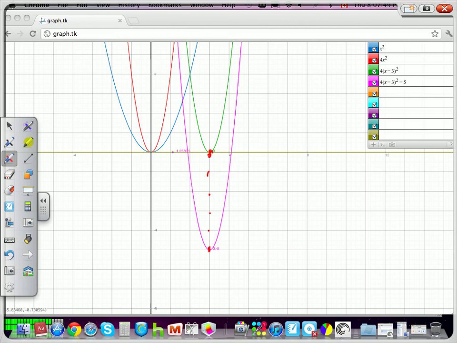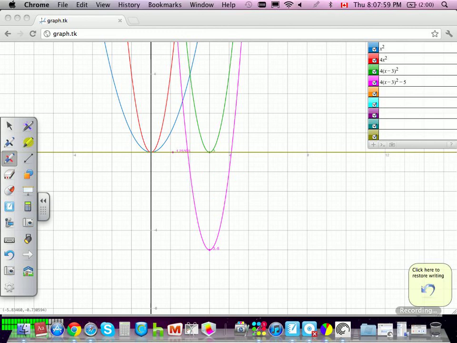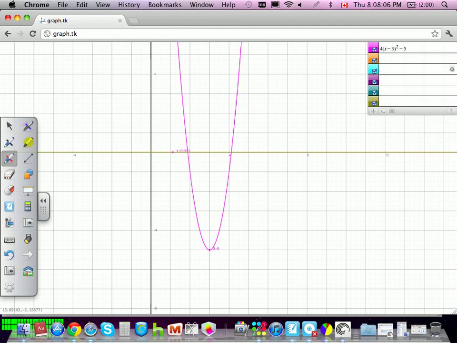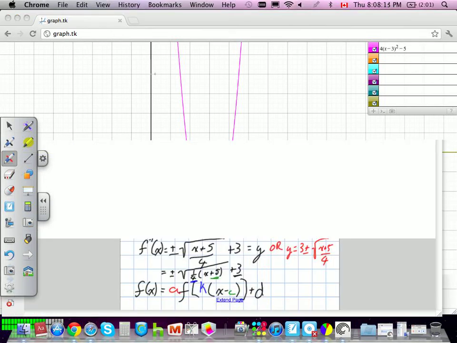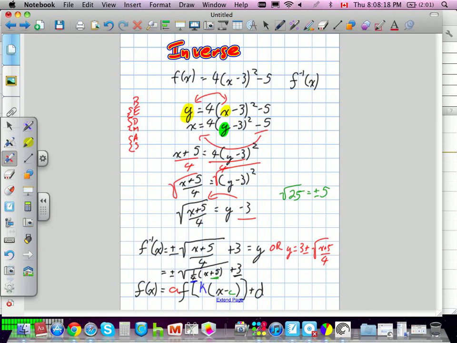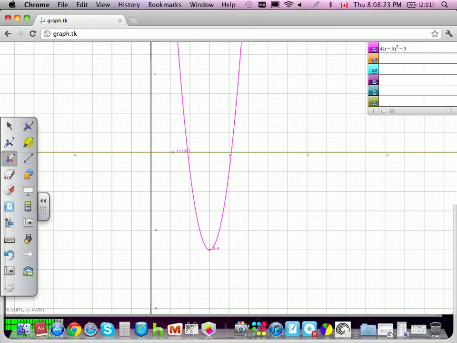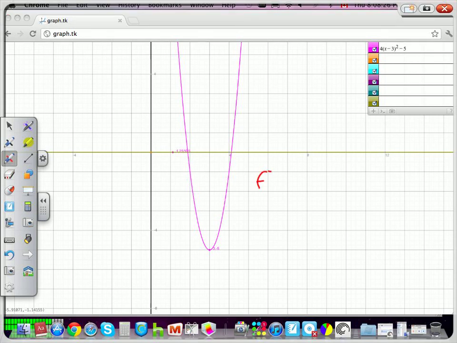Okay. So I'm going to turn the other ones off just to make this a little cleaner. Okay. Can I do that from here? I'm going to just close him, close him, close him. Now this is where our function is. Now we knew that our inverse looked a little different. We're going to write what our inverse was again. Our inverse function was plus or minus the square root of x plus 5 divided by 4, plus 3, right?